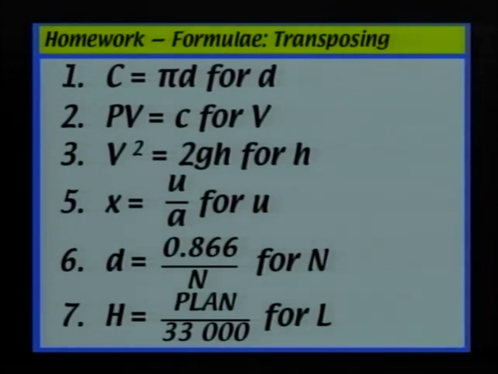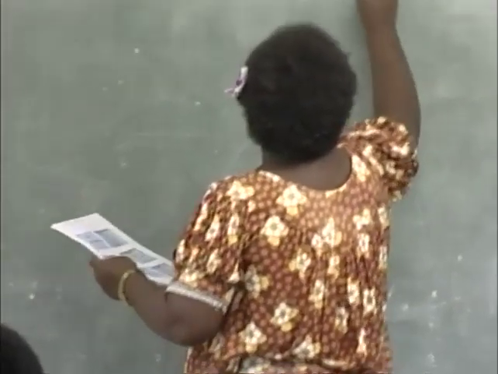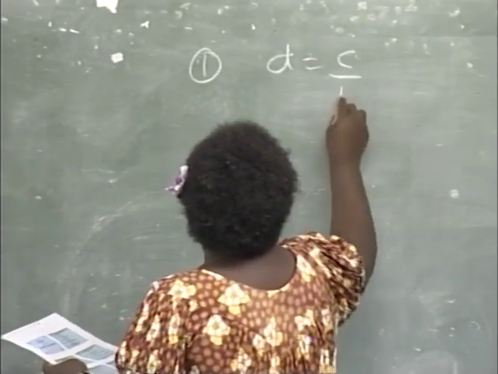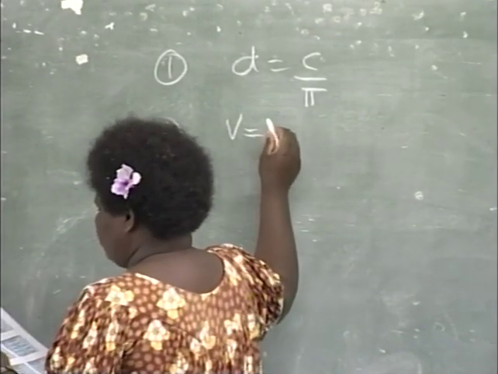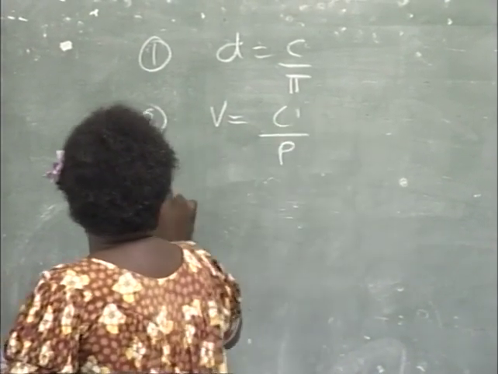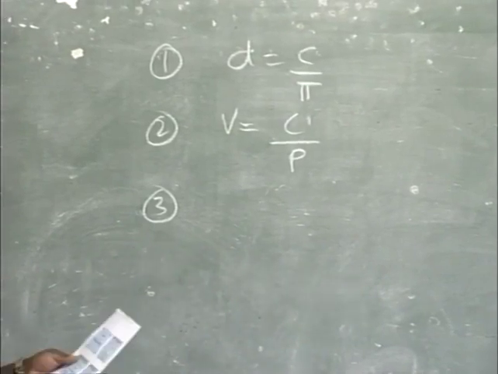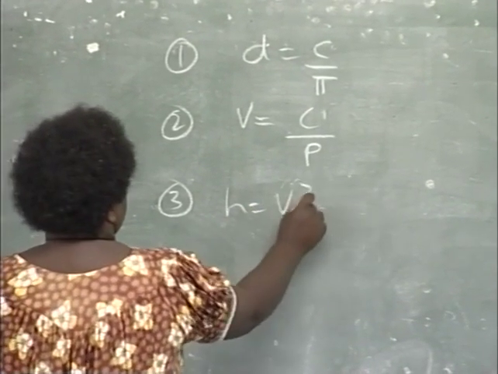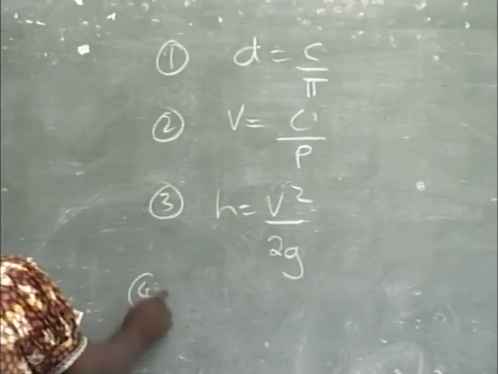Number 1. D equals C over pi. Number 2, Livingston. V equals C over P. Lester. H equals V squared over 2G. Over? 2G. Okay.